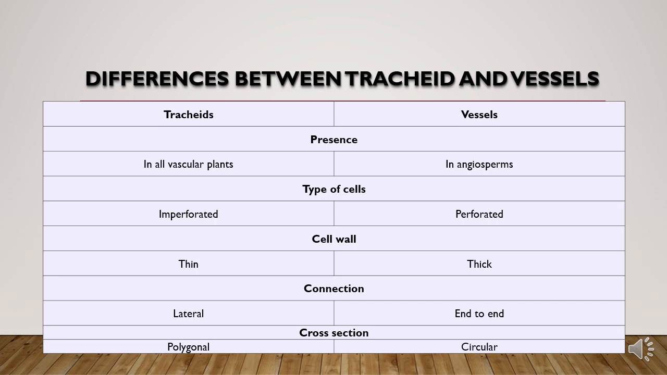Also, if we're talking about the cross section, if you were to cut one of these two in a cross section, the appearance of the tracheids is that it will look polygonal. By polygonal, it means that it will have a particular polygon shape, whereas a vessel will look cylindrical, or maybe circular. These are the major differences between tracheids and vessels.